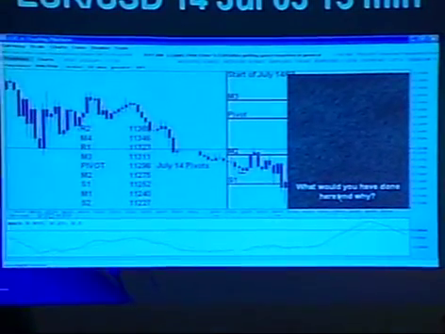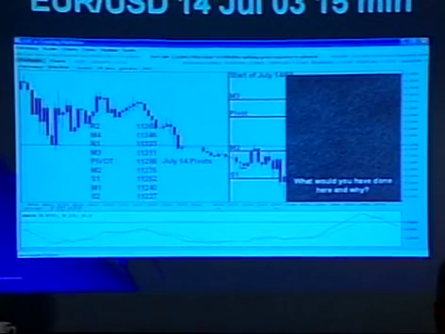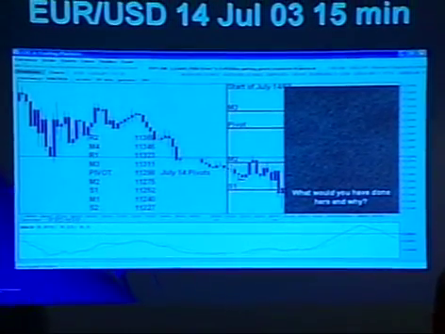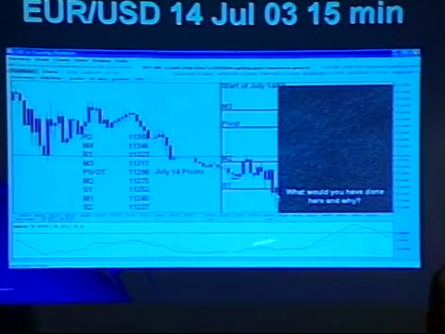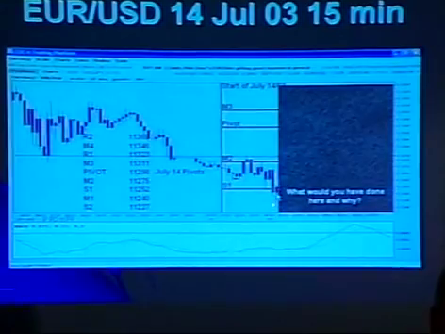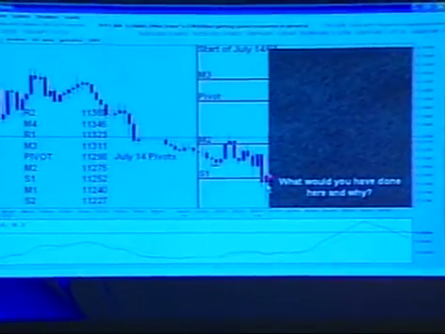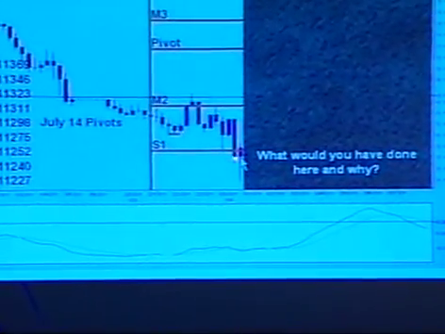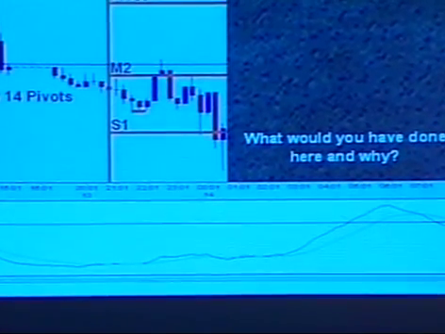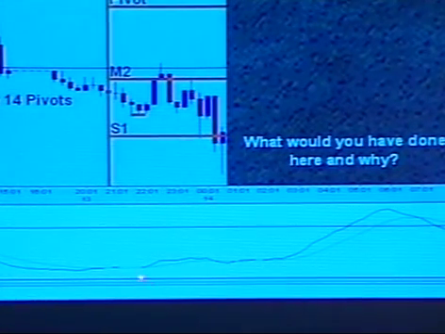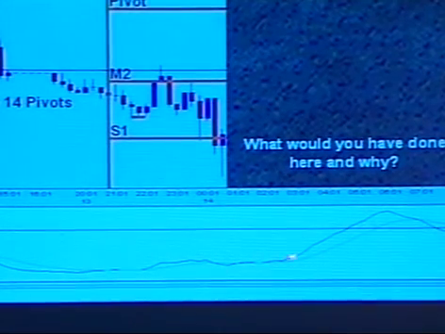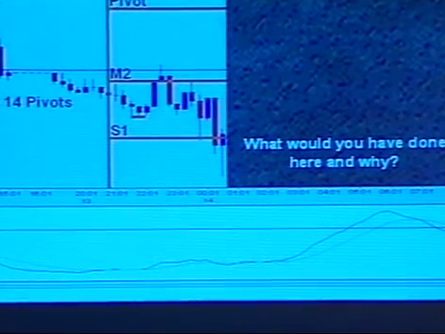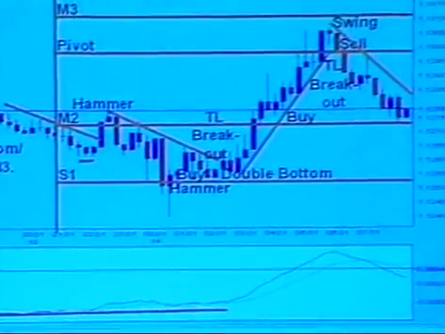What would you have done here? What do we have right there? Hammer. We got a hammer there at a buy point, and we've got positive divergence here on MACD. See price going down, MACD waving up. I'd say buy.